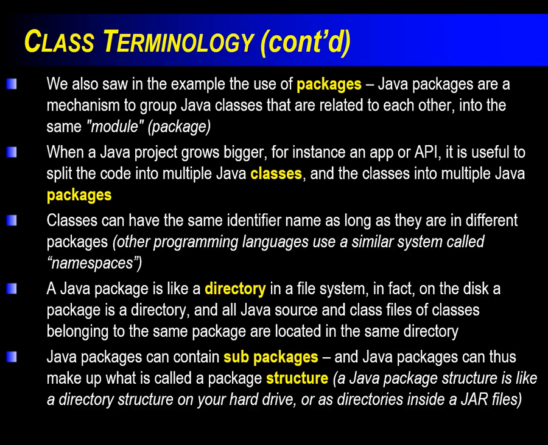A Java package can be thought of like a directory in a file system. It helps organize your classes into directories, so to speak. In other programming languages, for example C#, they use the term namespace instead of package. And actually, if you go back and look at your C# code, you'll see that keyword namespace appear there, okay?